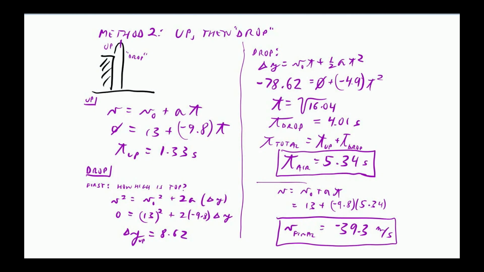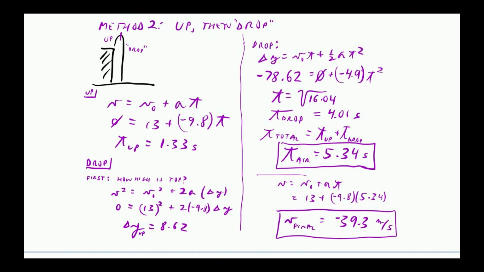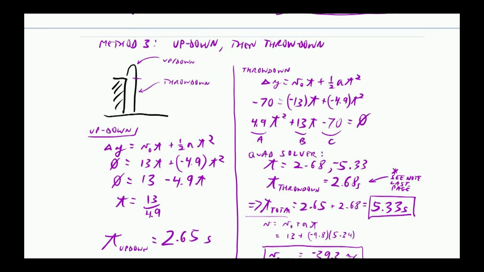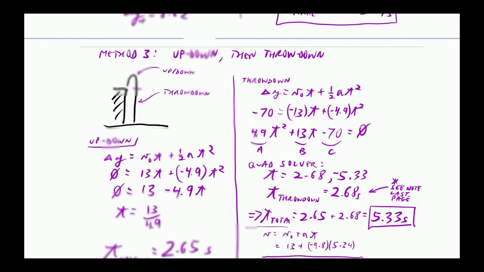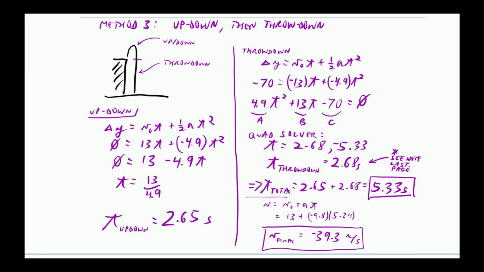Here's another method. You can think about this as an up problem and then a drop problem. So I divided the picture into two pieces. I'll leave this up. I will not read everything I did here. You will probably agree with me that this turned out to be a little harder than my method 1. Worse was my method 3. Here, I thought about it in terms of an up-down problem and then a throw-down problem. You can see how splitting it up is totally legit. You can do this. I stumbled upon a lot of complicated math to do it. I'll leave that up, and you can read it if you want to see exactly how I solved it.